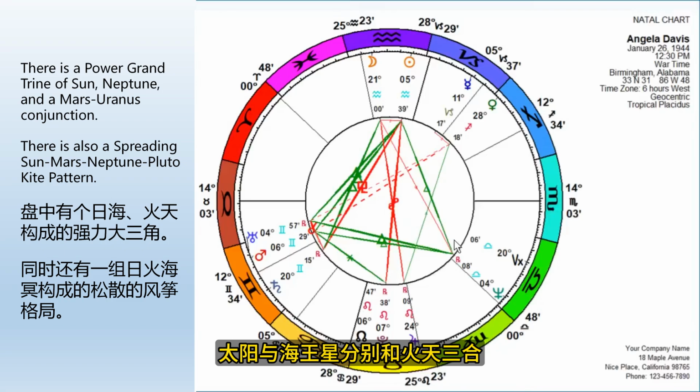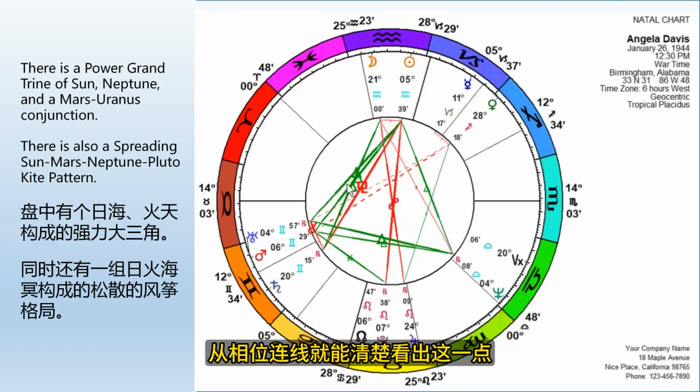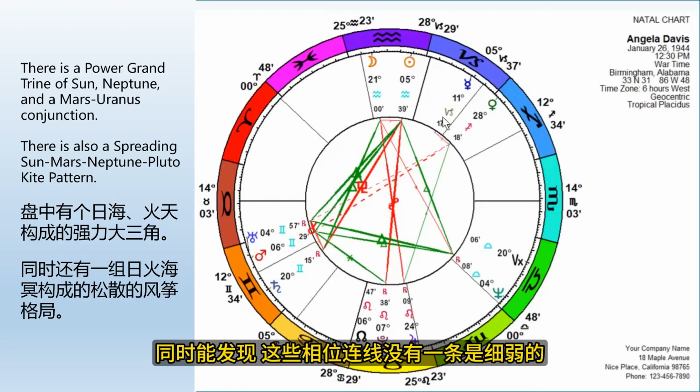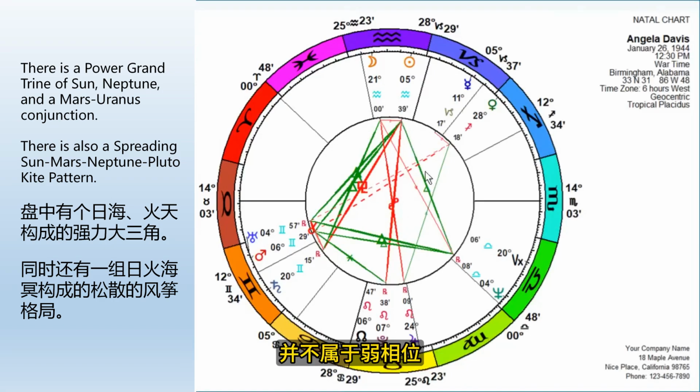Sun and Neptune are both trine Mars and Uranus, and notice it is not spreading. It is not spreading because Sun is within orb to both Mars and Uranus. We see that because both aspect lines are there, and Neptune is trine both the Mars and Uranus. We also notice none of these aspect lines is thin. This Sun trine Neptune is a little thinner than the others, but it's solid. I mean, it's not weak.